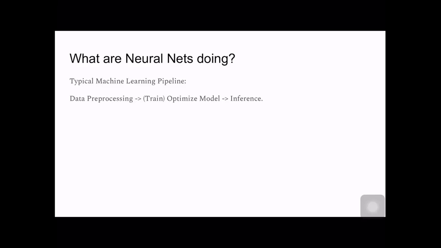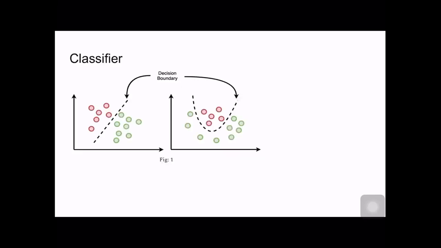So neural nets are used mainly for two purposes. The first purpose is as a classifier. As you can see here, the neural net outputs a decision boundary, given by these dotted lines, which classifies your data into two classes, class red and class green. And neural nets specialize in solving higher dimensional nonlinear problems, which are very tough to solve using classical methods. And that is one reason why neural nets are so popular.